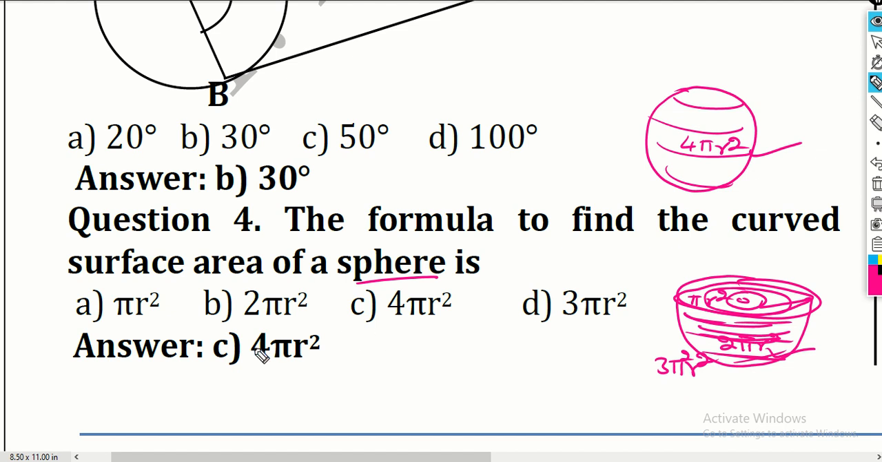The four answers are all related to this one only. So we move on to the next one.